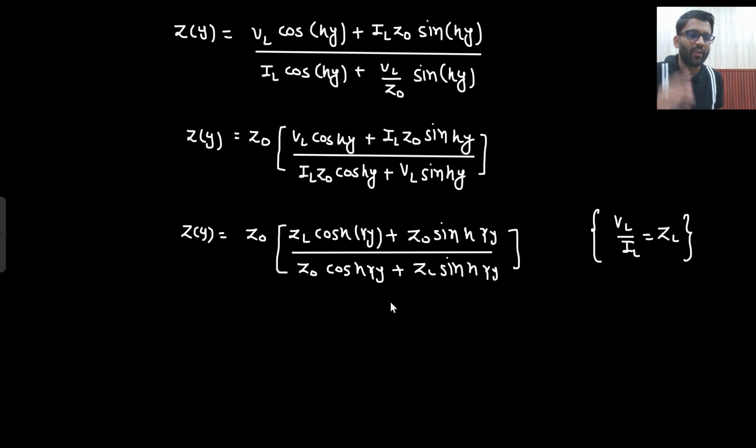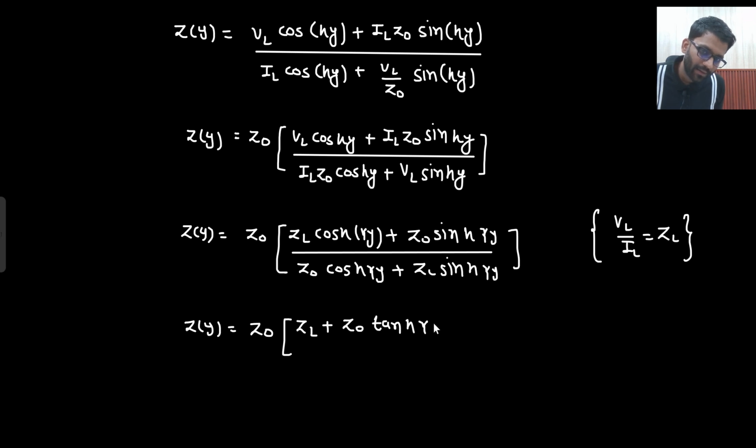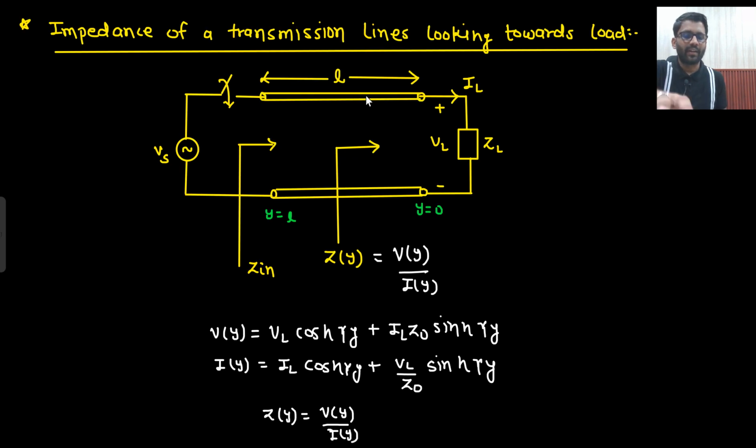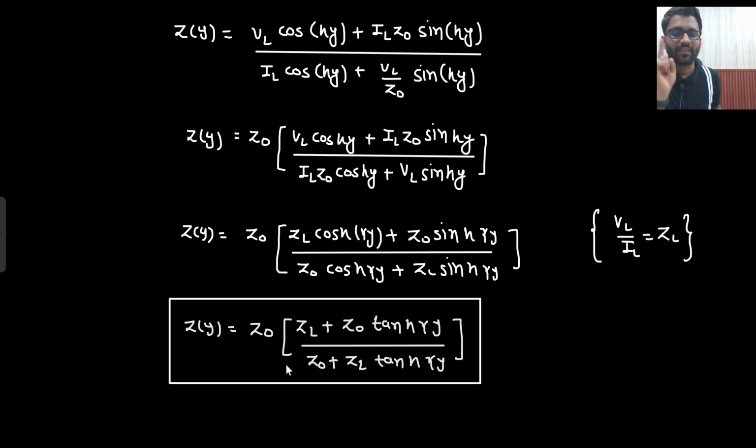Now in the numerator and denominator both I am dividing by cosh(gamma Y). So what I am going to get? Zy is equal to Z naught into ZL plus Z naught tanh(gamma Y), divided by Z naught plus ZL tanh(gamma Y). That's it. This is your Zy. So at any random point in the transmission line, if I am asking you the impedance looking towards the load, then this is what it would be.